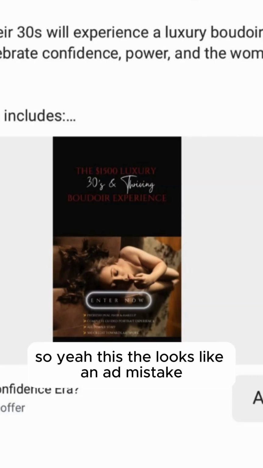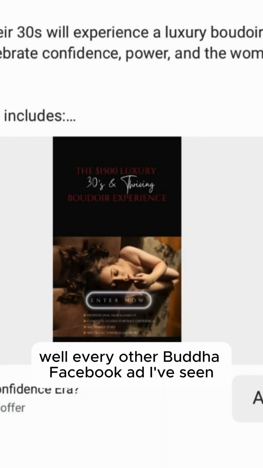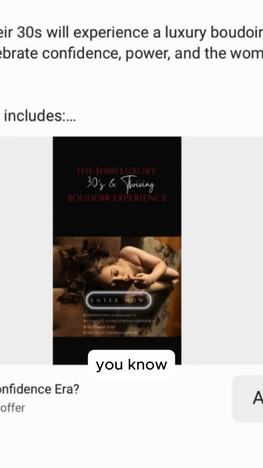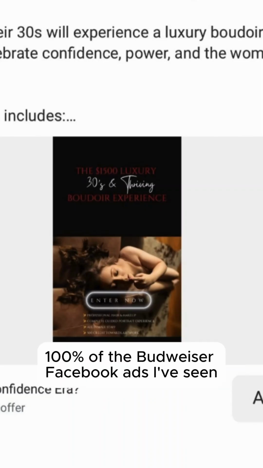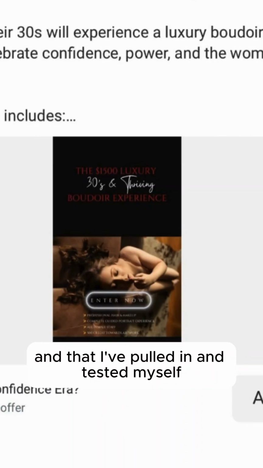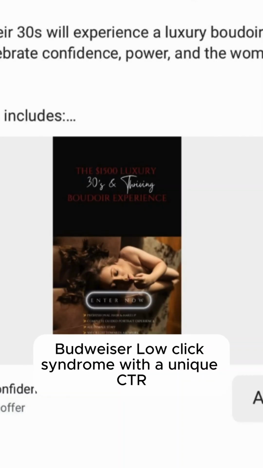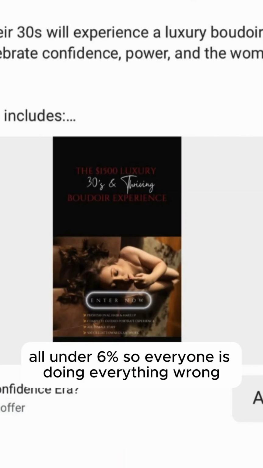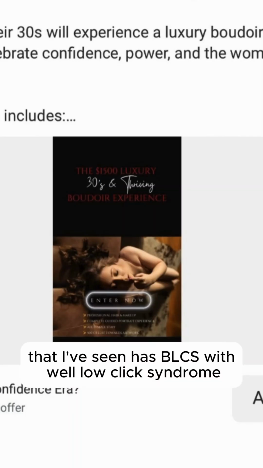So yeah, this looks like an ad mistake. The false belief that caused us to make this mistake is, well, every other Boudoir Facebook ad I've seen looks like an ad. So everyone can't be wrong, can they? Well, 100% of the Boudoir Facebook ads I've seen the back end for and that I've pulled in and tested myself have had BLCS, Boudoir low click syndrome, with a unique CTRL under 6%. So everyone is doing everything wrong. Yes, everyone is making these mistakes. That's why everyone that I've seen has BLCS, Boudoir low click syndrome.